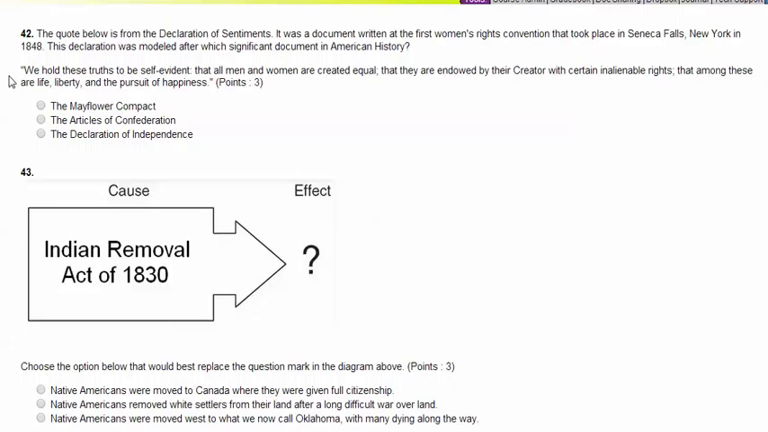Is this quote from the Declaration of Sentiments modeled after the Mayflower Compact, the Articles of Confederation, or the Declaration of Independence?